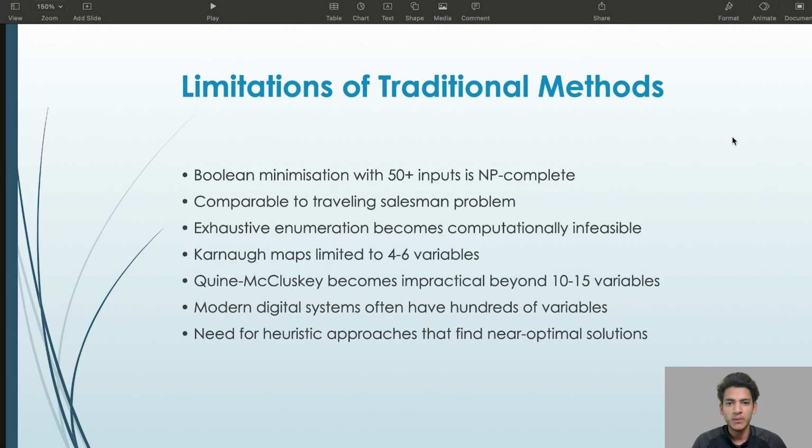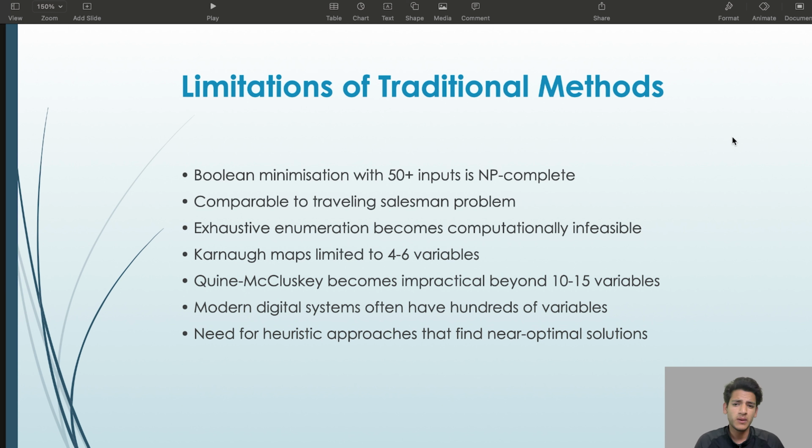Now let us see some limitations of the traditional methods and why we need the Espresso algorithm in logic minimization. Boolean minimization with 50 plus inputs is an NP complete problem, comparable to the traveling salesman problem. Let us take an example of the traveling salesman problem. A traveling salesman wants to cover 50 cities. He can have 50 factorial paths, that many ways that he can cover the cities.